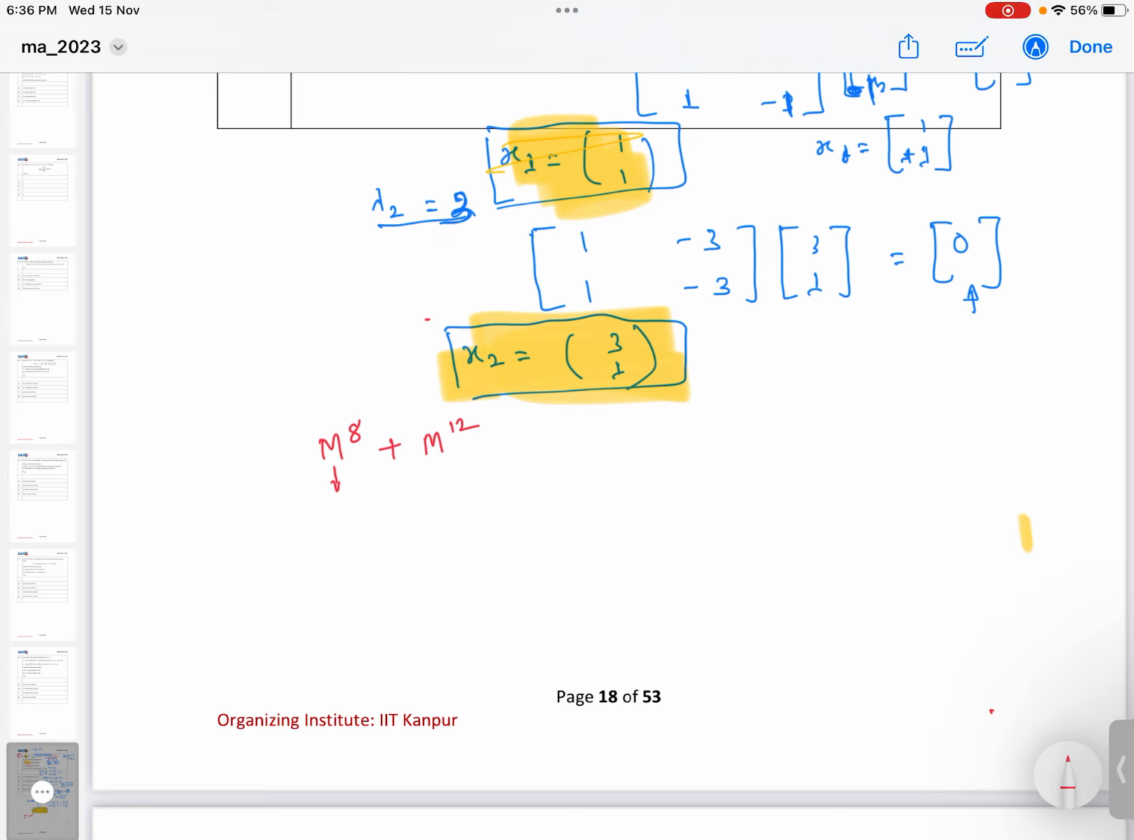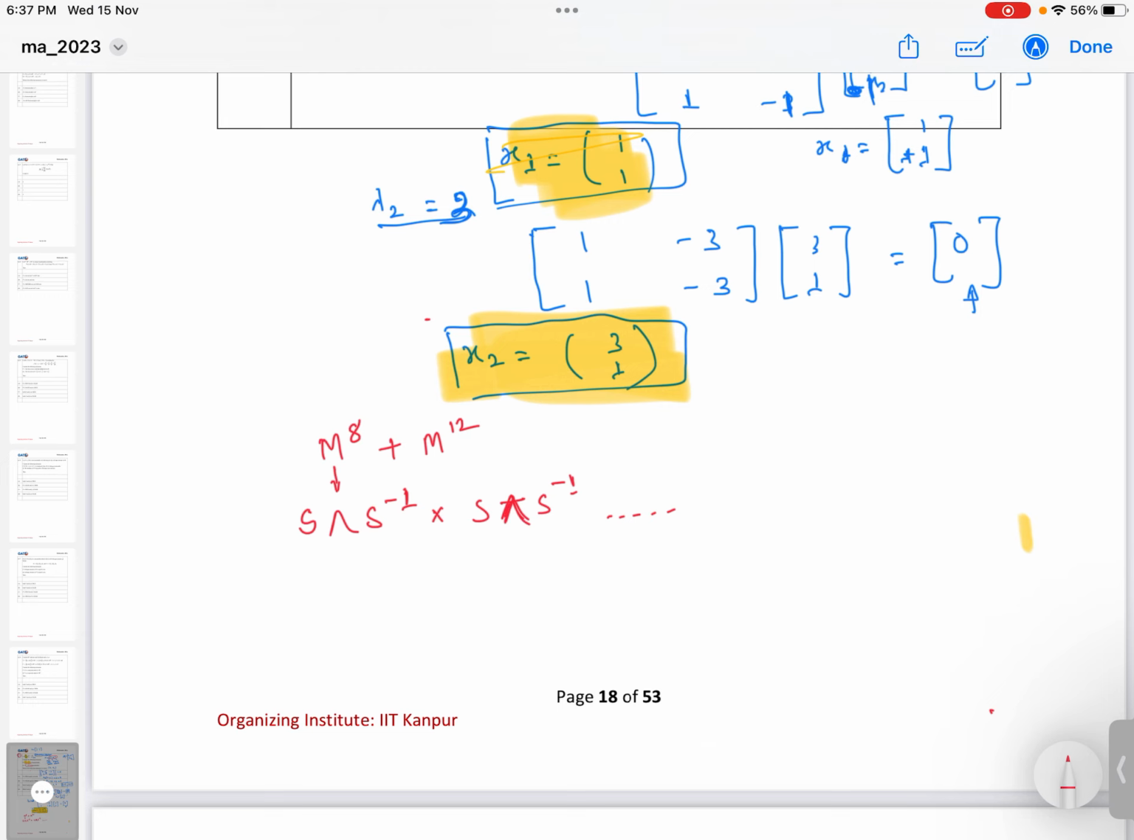And how can we write this M to the power 8? Let me just write first of all M. We can diagonalize M, right? So we can write S lambda S inverse. So this is M, right? But we will have to write M to the power 8. So what we will do, we will simply multiply this 8 times, right? S lambda S inverse, so for each lambda we will do this 8 times.